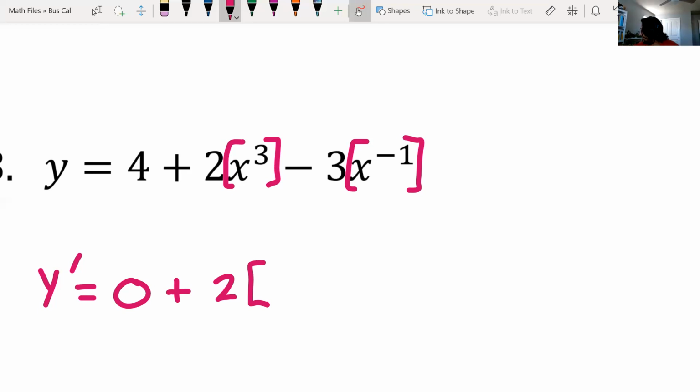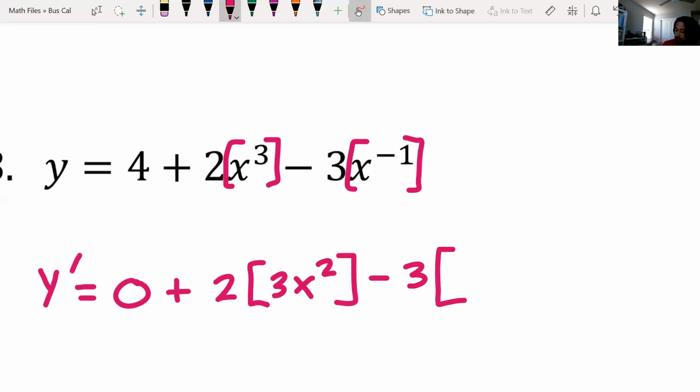The derivative of 4 is 0, plus 2 times, what's the derivative of x cubed? Anybody? 3x squared. There you go. 3x squared minus 3 times, and what do you think the derivative of x to the negative 1 is? Negative 1x to the negative what? Negative 2. There you go.